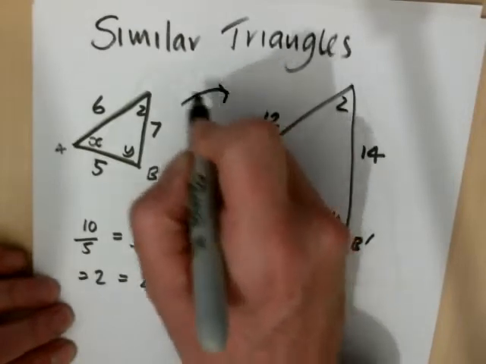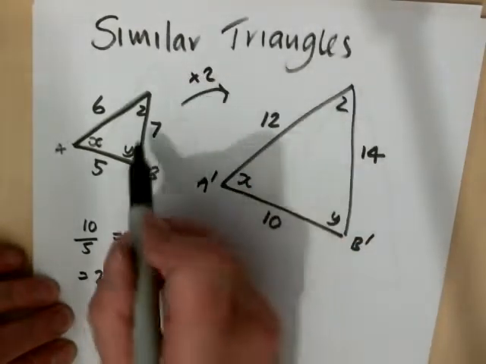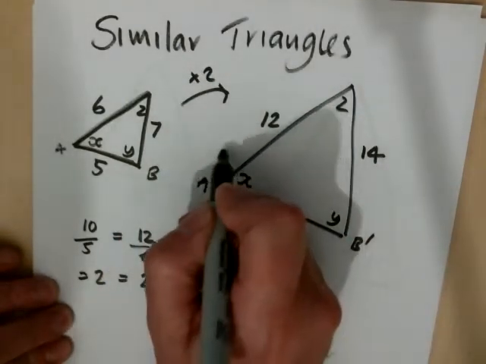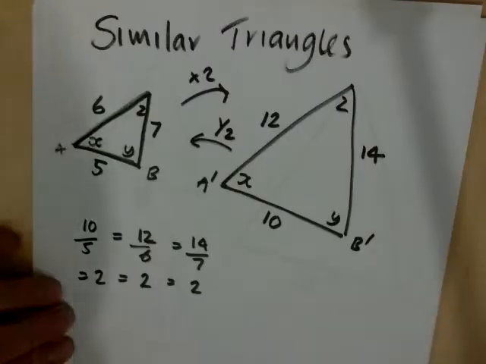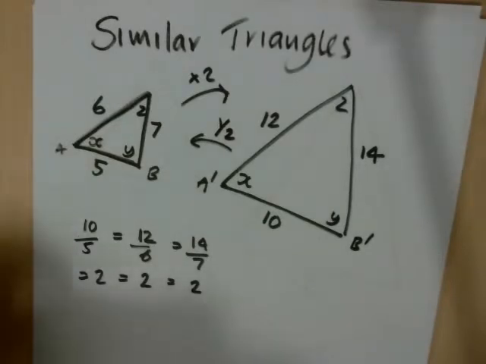So we have a factor of enlargement. So from the small to the large is times by 2. If we were going the other way, it would be times by 1/2. And that's the property of similar triangles.